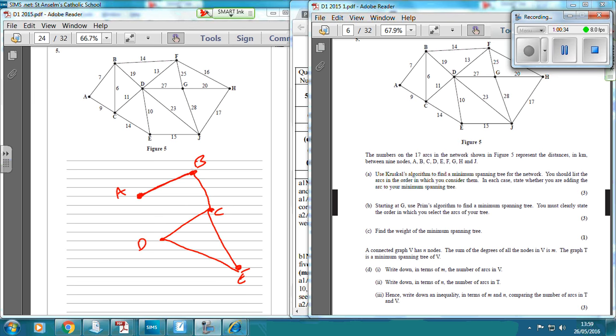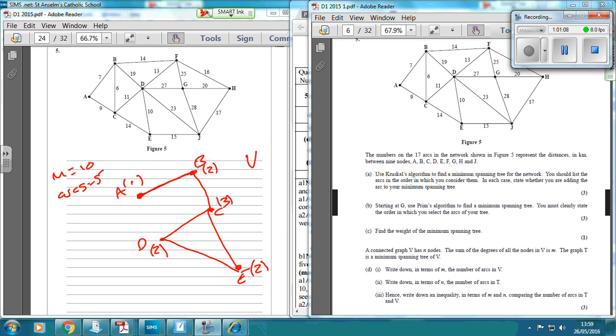So the sum of the degrees is m. And so we've got V here. And the sum, if we add up 1 plus 2 plus 3 plus 2 plus 2, that equals m. And we've got to write down the number of arcs in V. So 1, 2, 3, 4, 5. So the number of arcs equals 5.